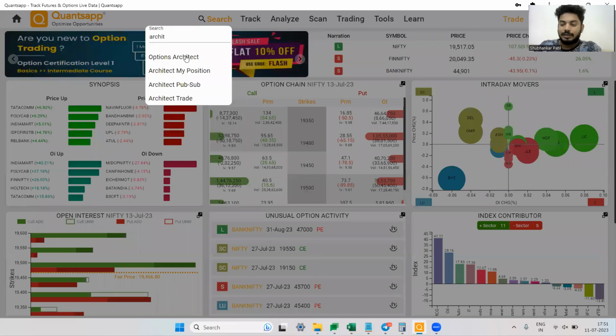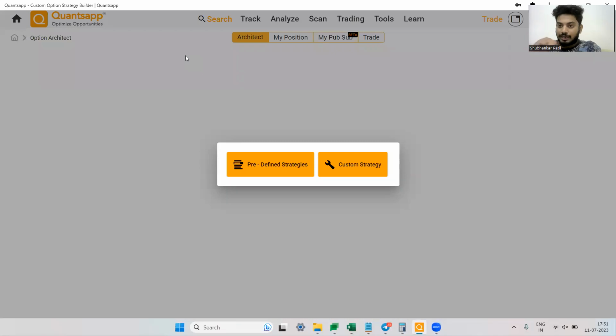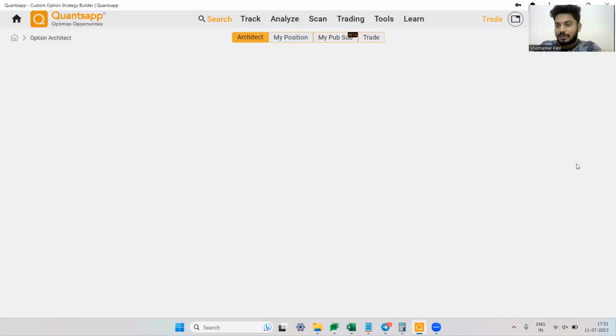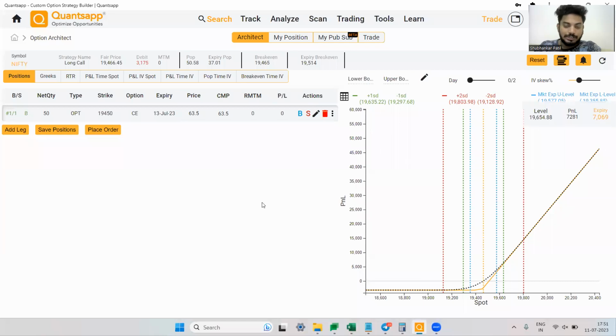So let's say options architect. You can navigate to the architect tool from the link in the description box below. And here you can analyze any of your option trading strategy very easily. So first we will understand about vertical debit spreads. What are these? These are strategies which are built with combination of calls and puts.